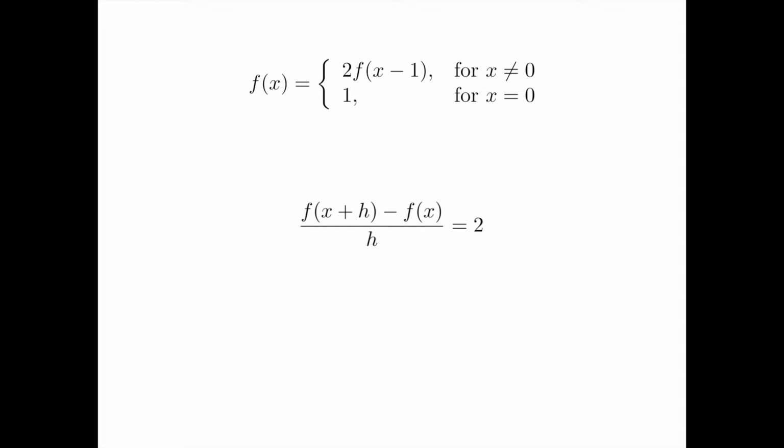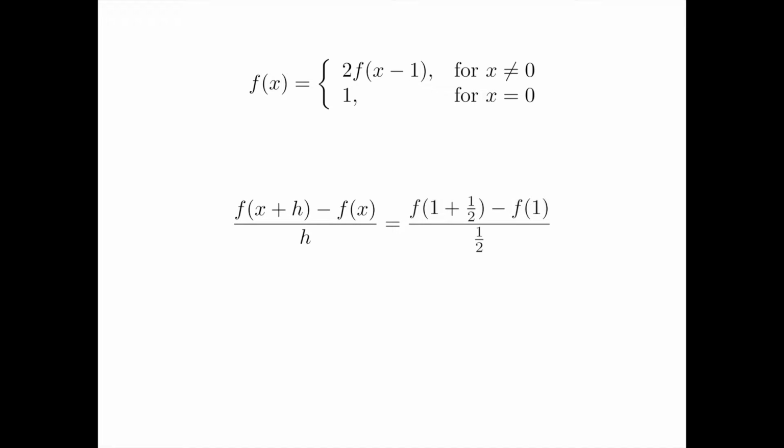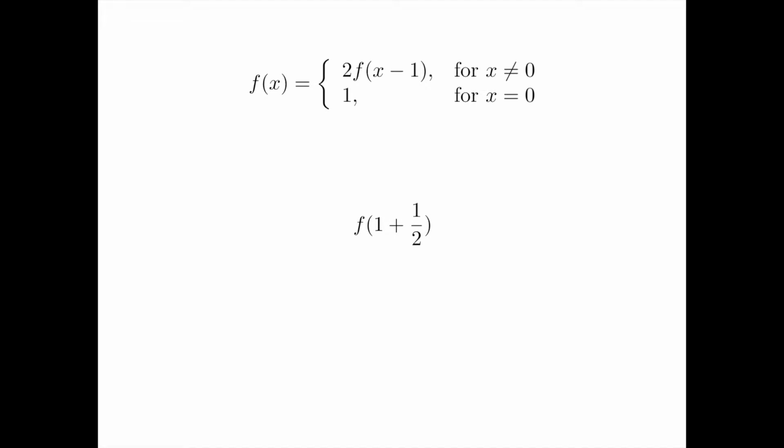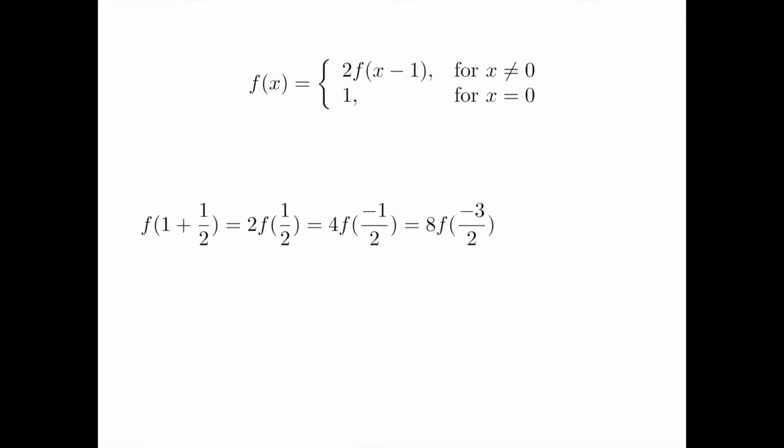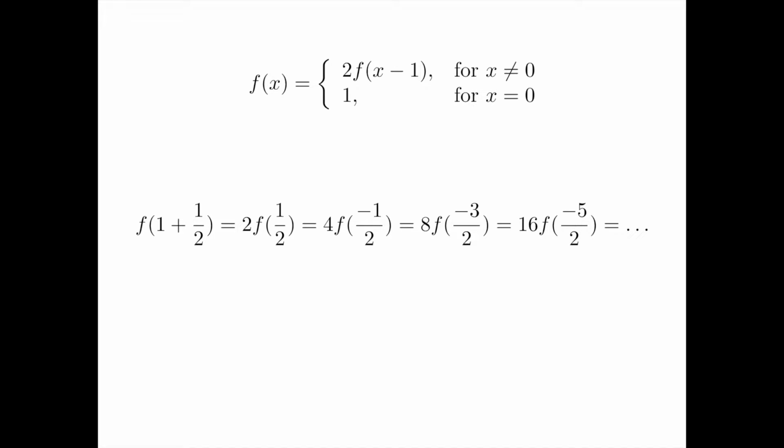We could also try a better approximation with h equals a half. As you might be able to tell, attempting to evaluate this will be a problem. If we isolate f of 1 plus a half, we get stuck in a loop trying to subtract 1 from a non-integer until it becomes a natural number. So f of 1 plus a half is equal to 2 times f of a half, is equal to 4 times f of minus a half, is equal to 8 times f of minus 3 halves, is equal to 16 times f of minus 5 halves, and so on.